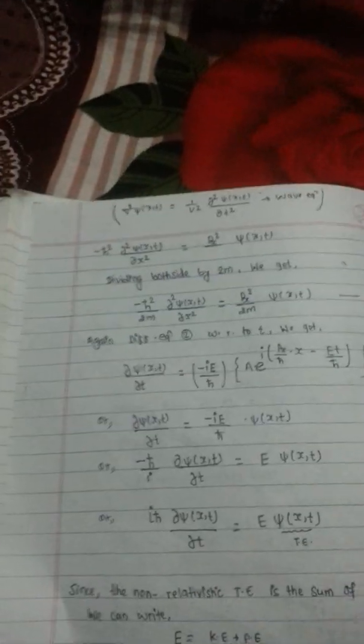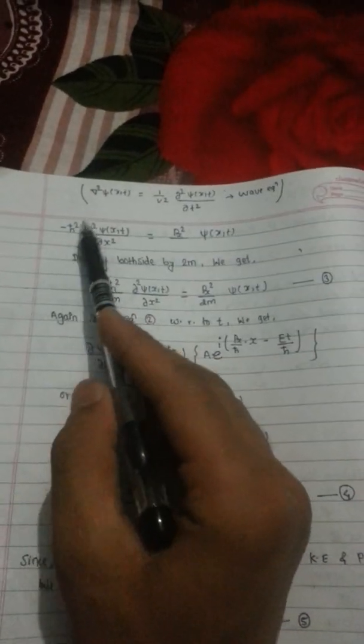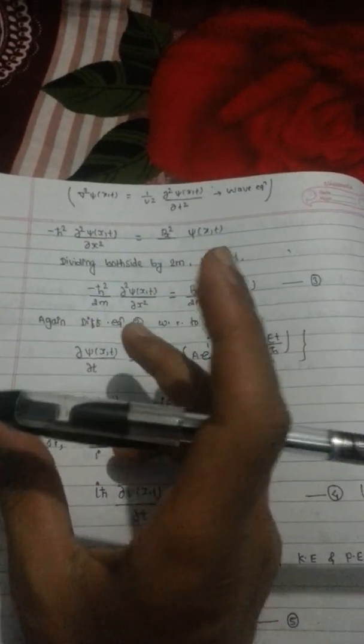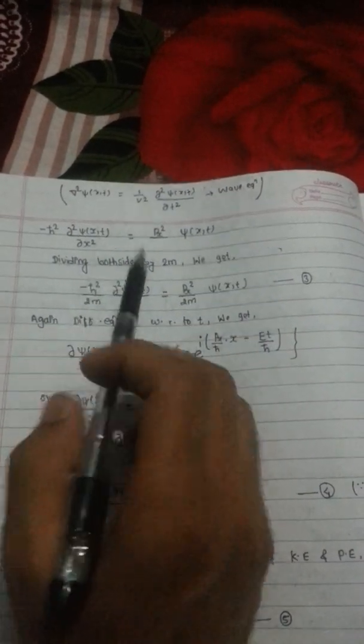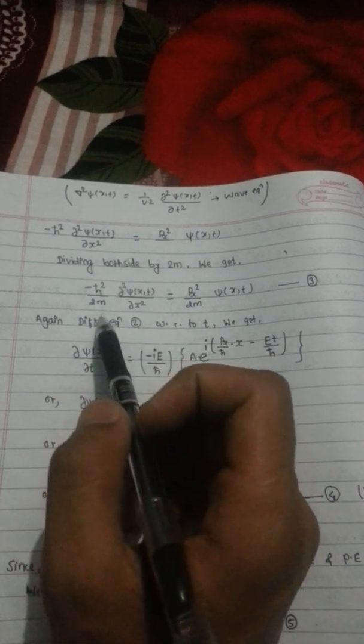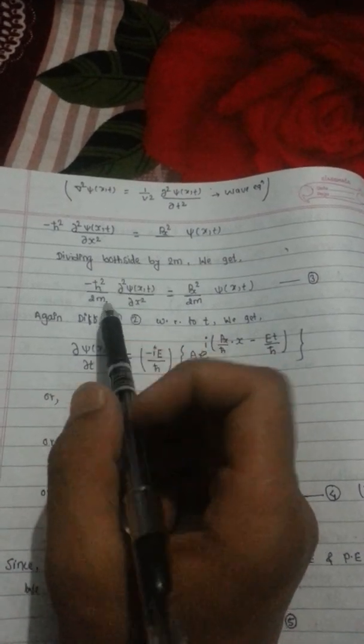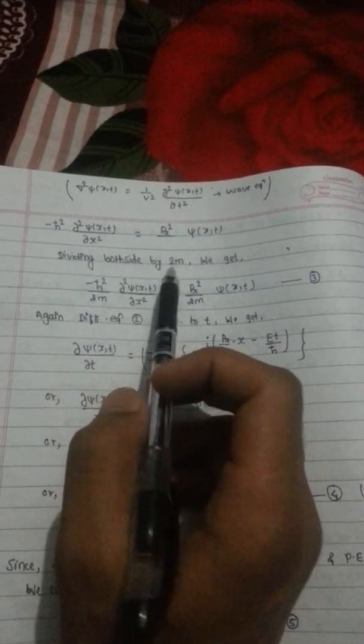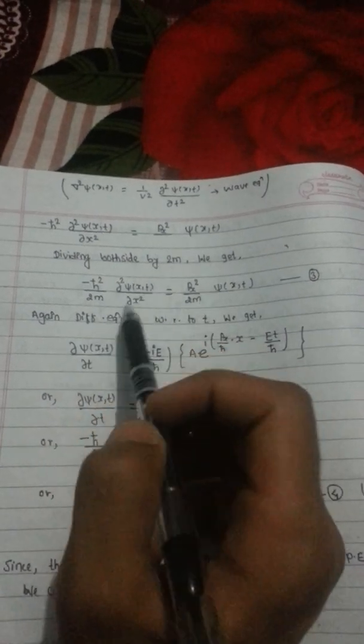Okay, next one. This is again accommodating or arranging this in this way, and we need to develop the time dependent Schrodinger wave equation. So we divide it both sides by 2m and we get this.